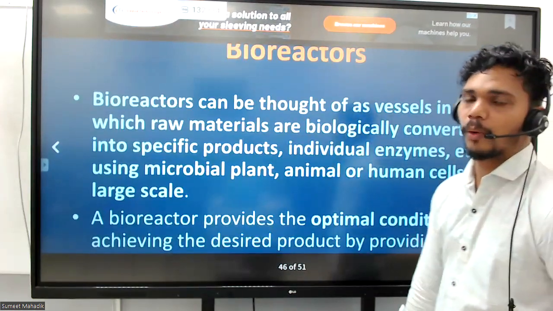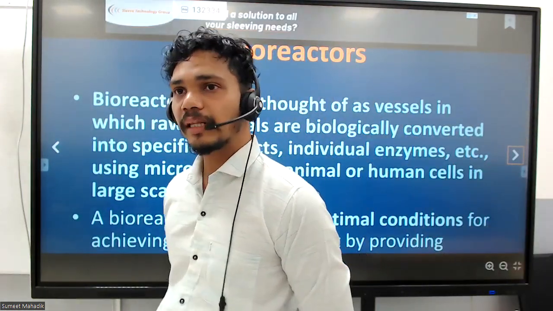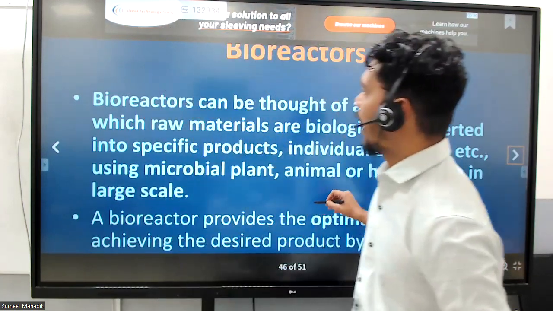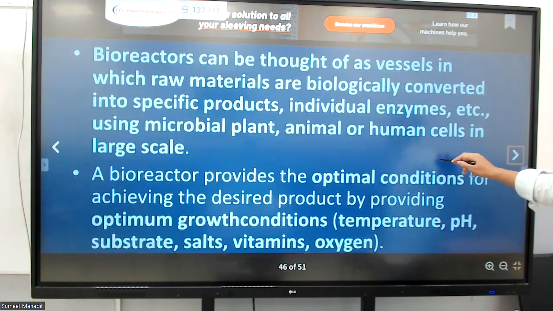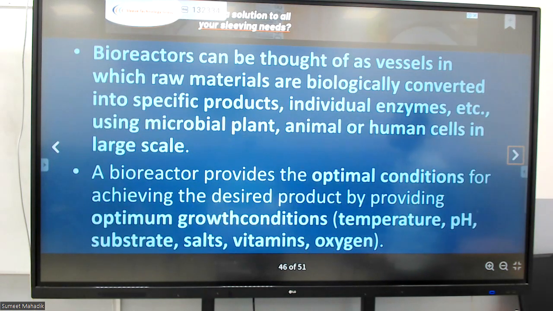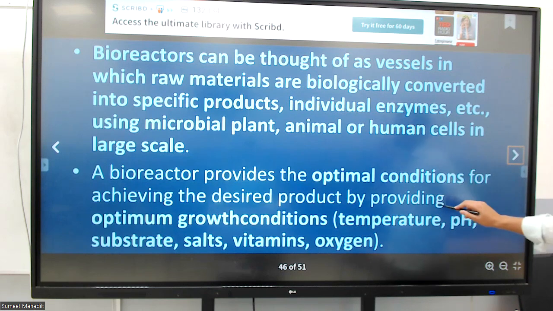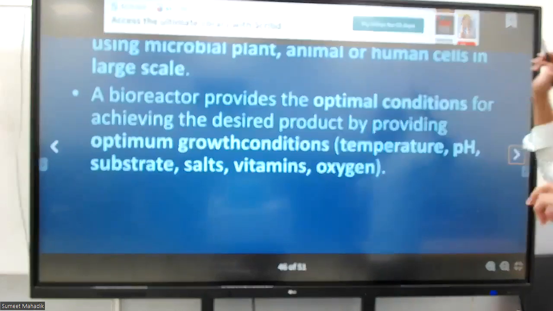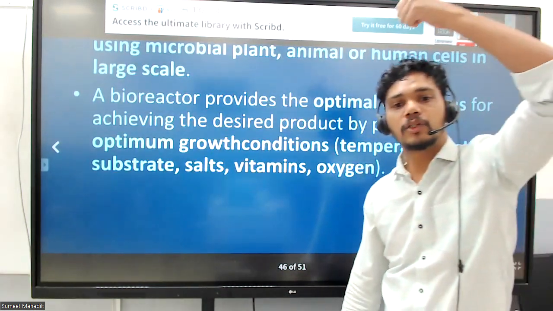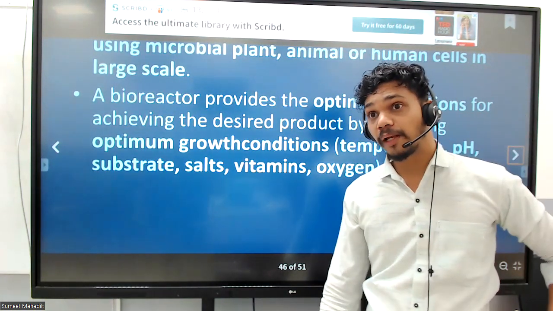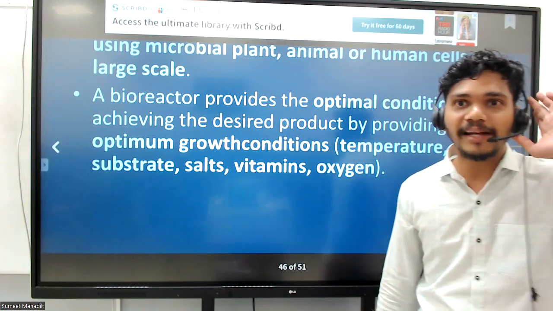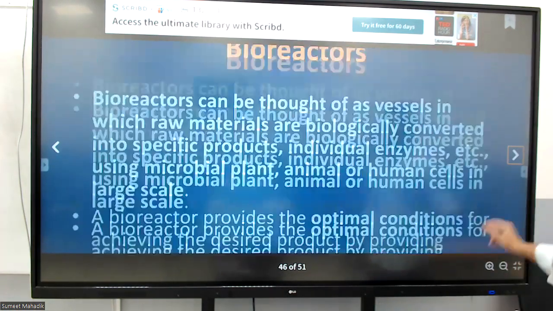Bioreactors, the last part. What are bioreactors? Vessels in which culturing can be done, right? So bioreactors can be thought of as vessels in which raw materials are biologically converted into specific products, individual enzymes, etc., using microbial, plant, animal, or human cells on a large scale. A bioreactor provides the optimal conditions like maintenance of pH, temperature, and aeration. Why aeration? Aerobic condition, sorry, not anaerobic condition.